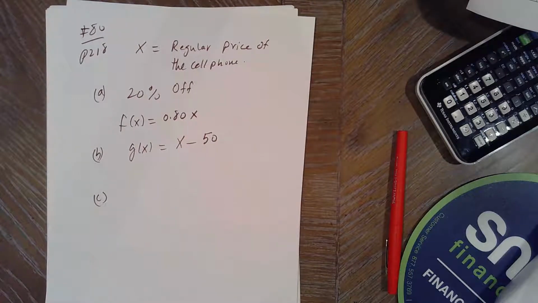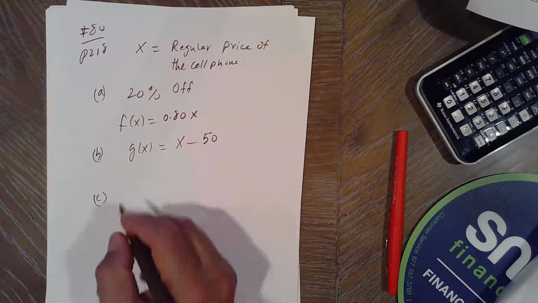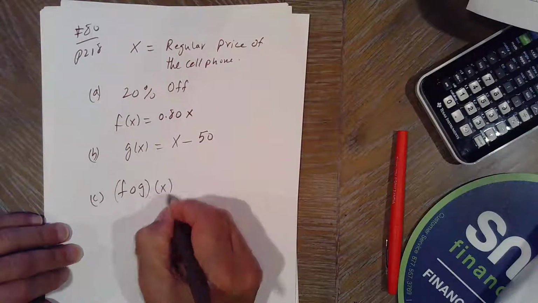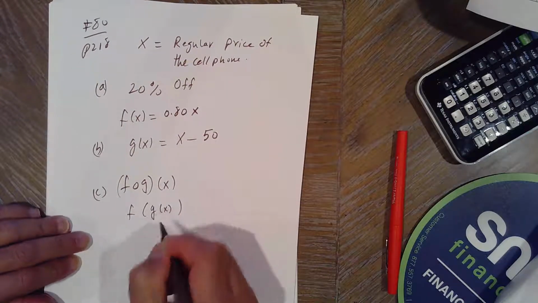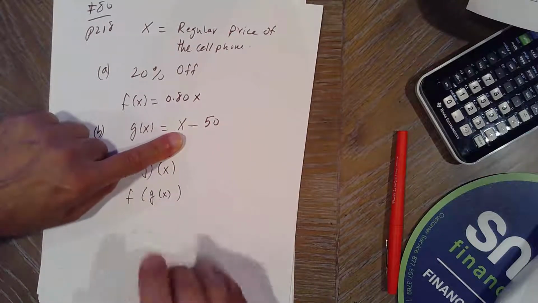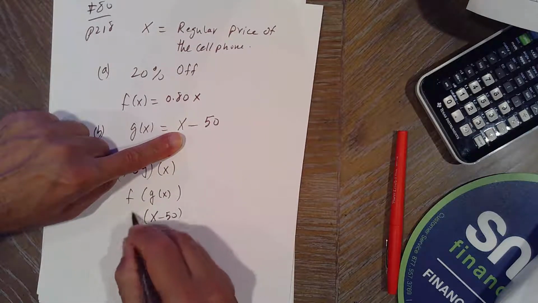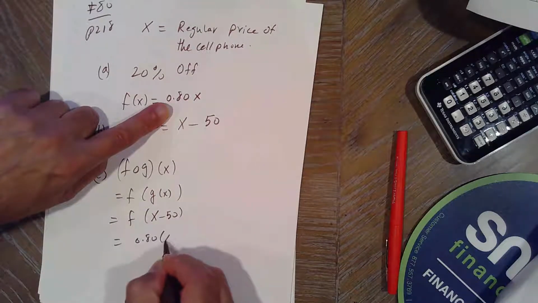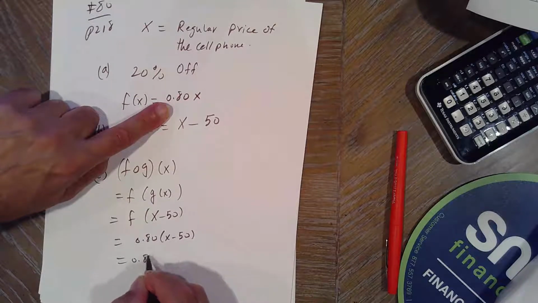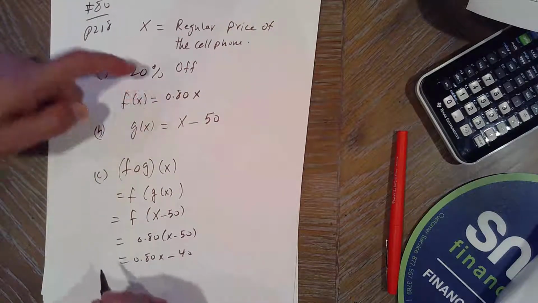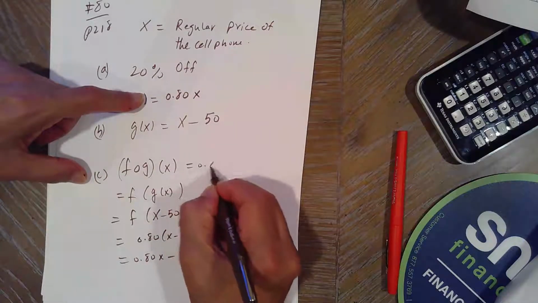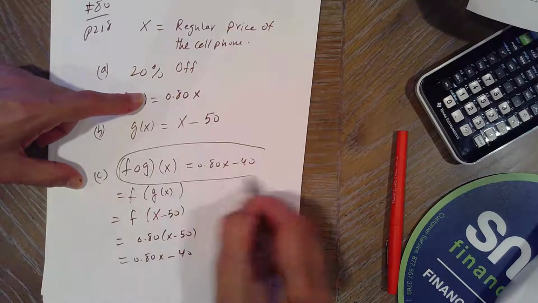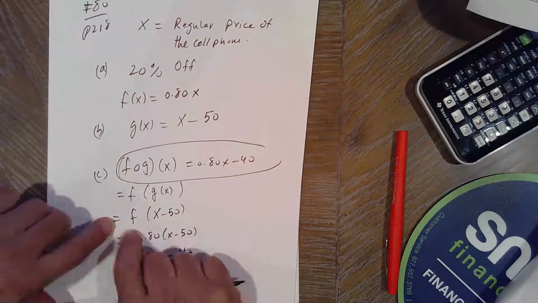And part C, if you can use the coupon and the discount, then the purchase price is either f composite g or g composite f, depending on the order. Well, if you do f composite g of x, it's f of g of x, which means you're doing the $50 off first, and then you're doing the 20% off, so it's 0.80 times x minus 50, which is 0.80x minus 40. That would be your final price, if you're doing the $50 coupon and then the 20% off.